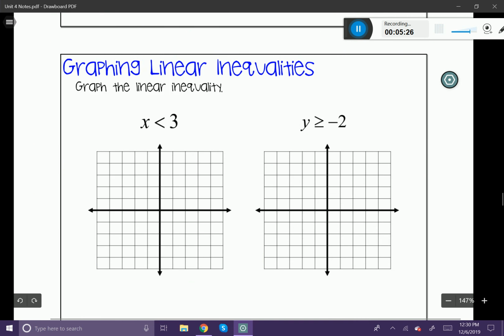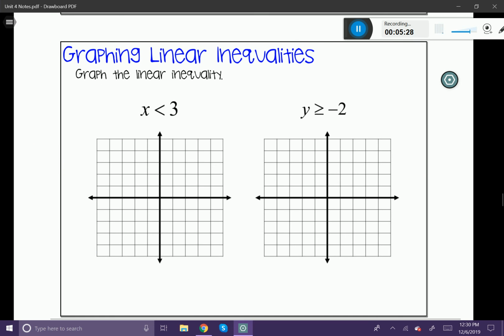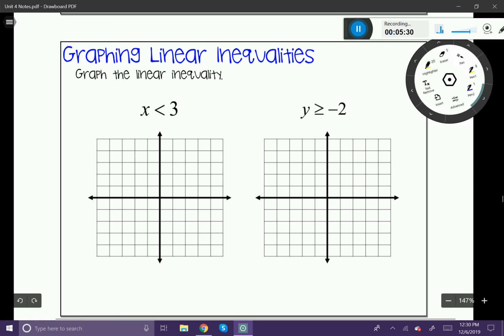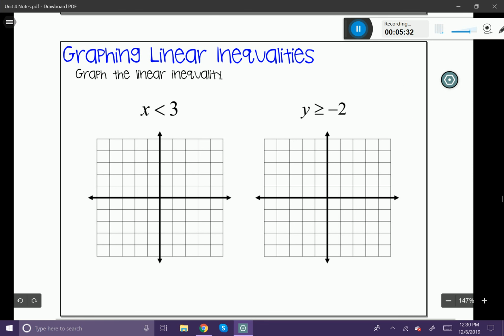Okay, let's go ahead and try these ones. These are our special graphs. All right, so this first one here, x is less than 3. So I'm going to graph it like I would normally do this. I know that x is a vertical line, and it's going to be on 3. I also know that my symbol here is less than, so this is going to be a dotted line on positive 3.